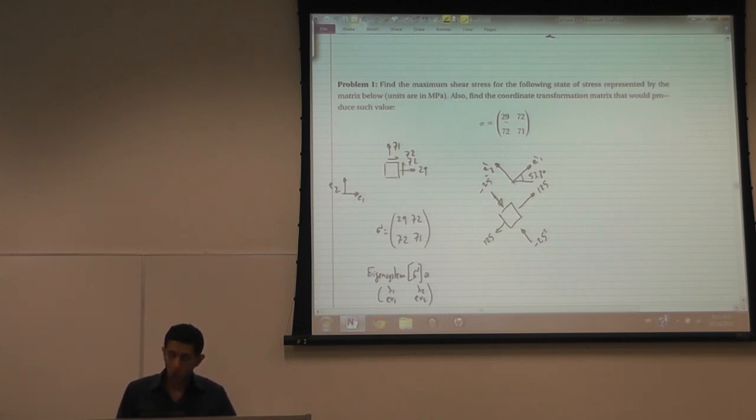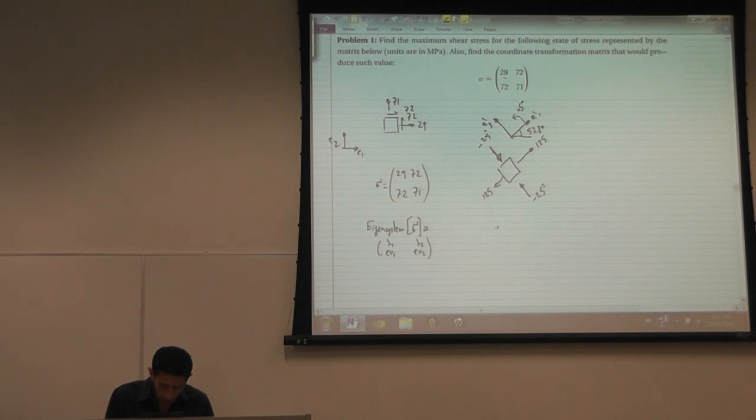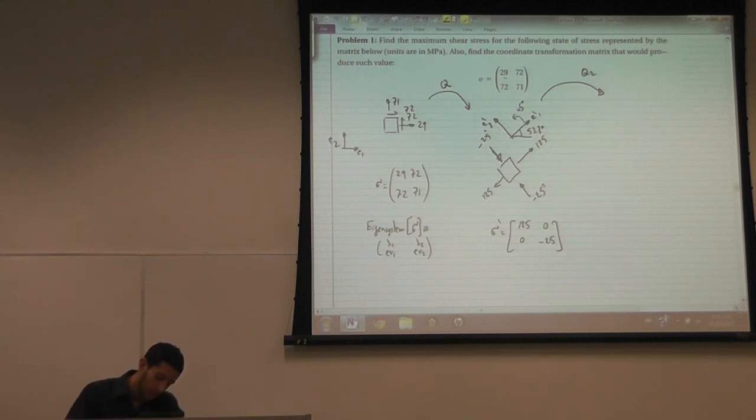The new coordinate system with the maximum shear is oriented at 45 degrees from this. In any direction, you can rotate it 45 degrees left or 45 degrees right, it really doesn't matter. So I'm going to rotate it 45 degrees this way. So first, sigma prime here is equal to 125, 0, 0, -25. And here I have a rotation matrix Q. I have another rotation matrix, Q2, from this coordinate system to a new coordinate system, where Q2 is equal to cosine 45, sine 45, negative sine 45, cosine 45.